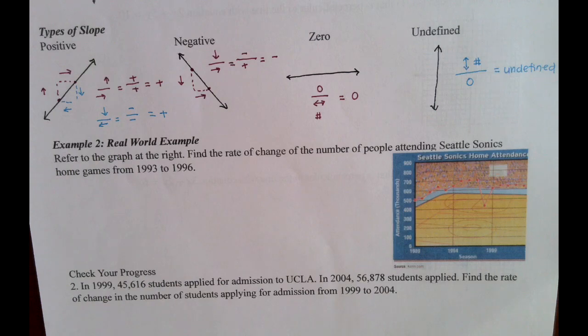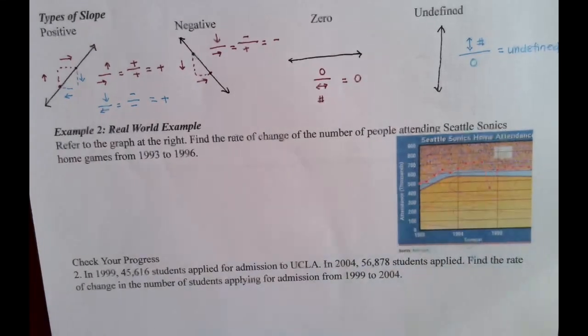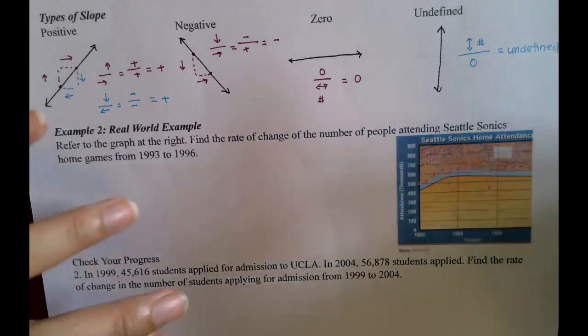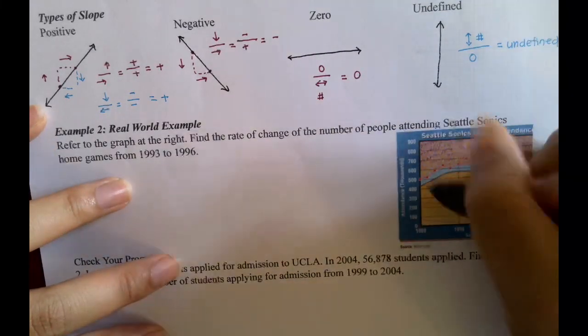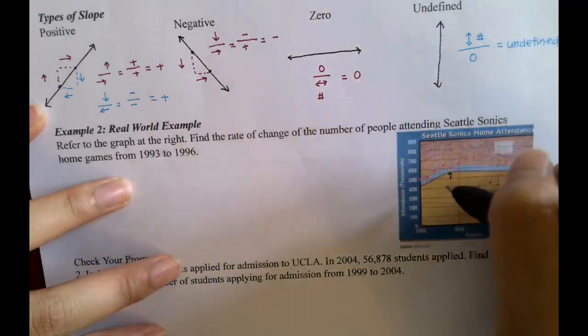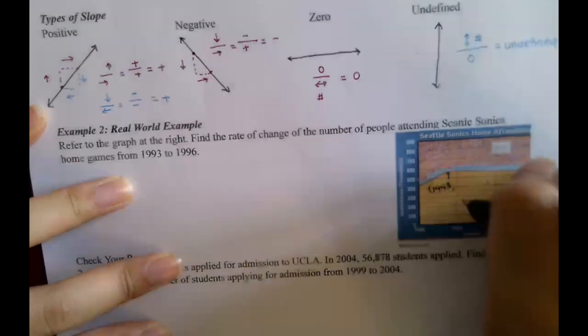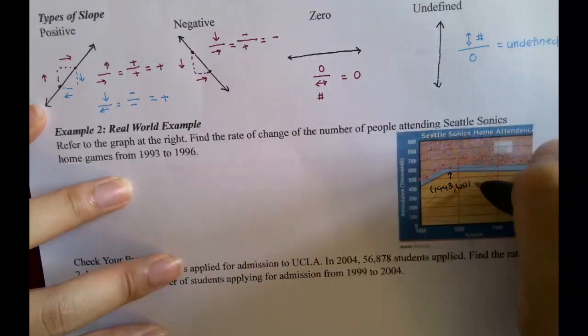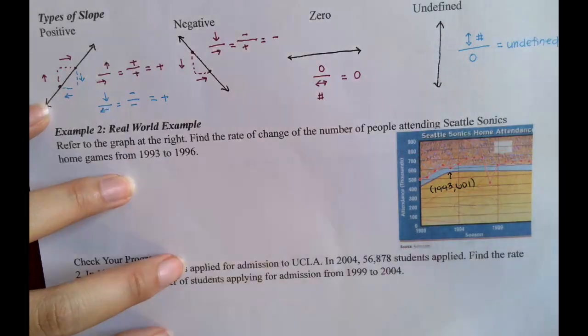So let's move on to example 2. We're going to refer to the graph at the right, and we're going to find the rate of change of the number of people attending Seattle Sonics from 1993 to 1996. I don't like this one because it puts in numbers, but there's no way you can actually know that exact number from this graph. For example, 1993 is here, but according to the book, it is 1993, comma, 601. How you can possibly know that that's 601 versus 600, I have no idea.